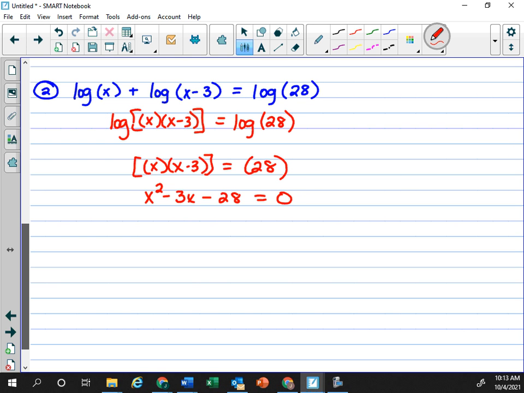How do we solve that? Factor. Yeah, what does it factor into? It's equal to 7 and negative 4. Okay, so we'll factor first. X minus 7 and x plus 4. And then what does x equal? You are absolutely right. It equals 7 and negative 4.